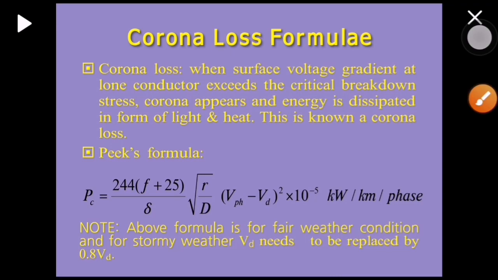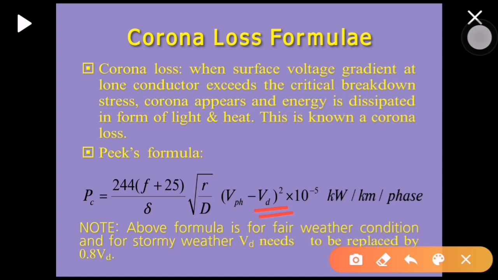Now, do mind well, this is an empirical formula for fair weather condition. If the weather is stormy, then Vd, it means critical disruptive voltage, is replaced by 0.8 Vd in this formula. So that will be the loss formula for stormy weather condition, right?